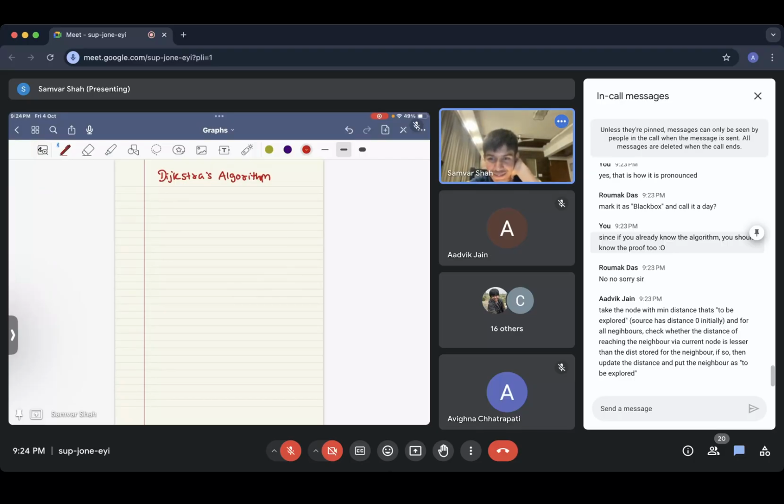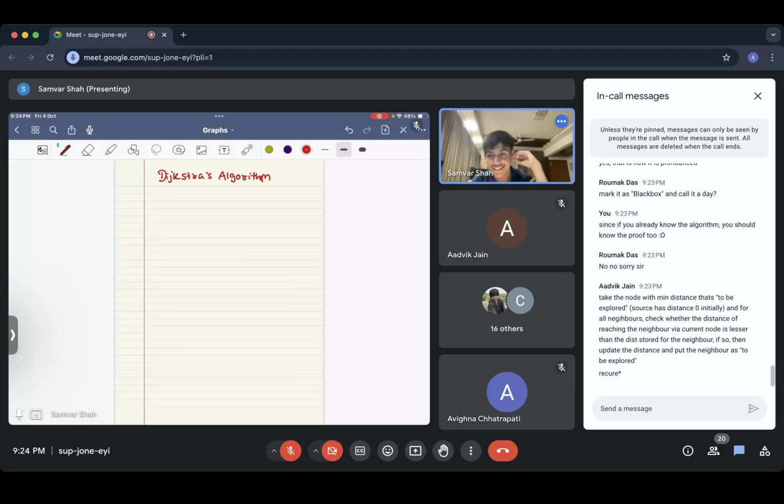Take the node with minimum distance that's to be explored. Source has 0 initially. For all neighbors, check whether the distance of reaching the neighbor through the current node is lesser than the distance stored in the neighbor. If so, then update the distance. Okay, so I don't know if it's correct or not. So Advik, can you give us a logical argument for why you think this is correct?